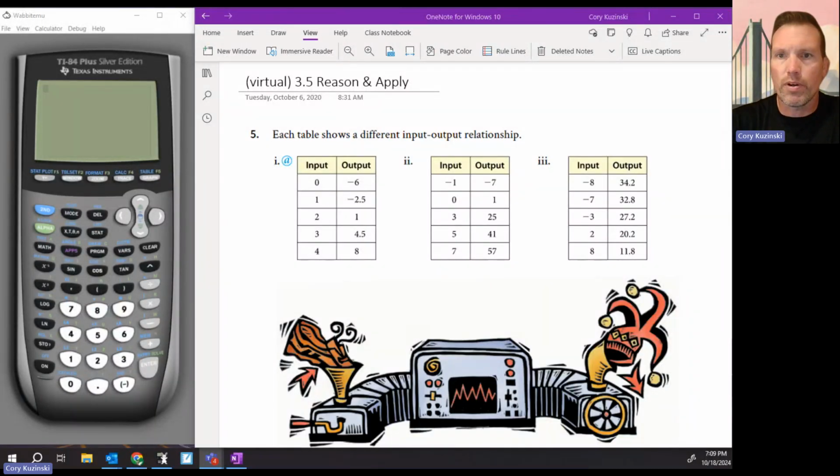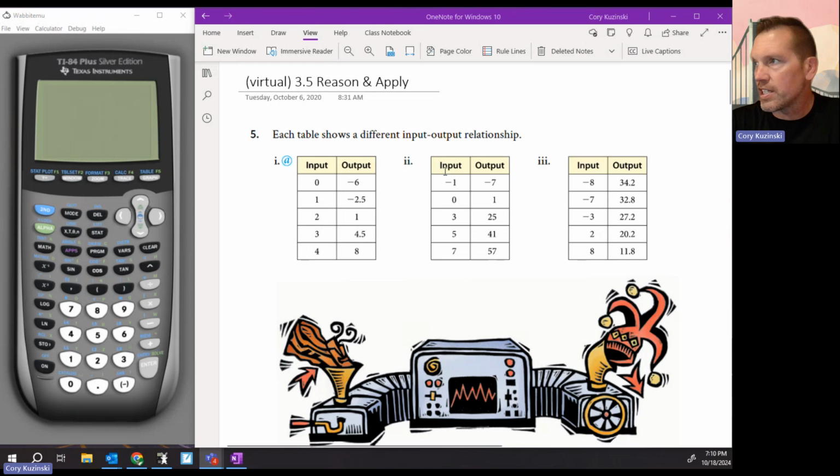We're going to do the 3.5 reason and apply problems together. So what I want you to do right now is pause the video, attempt problem number 5, all parts of it, and then when you're done, press play, and I'll take a go at it. All right, go for it.